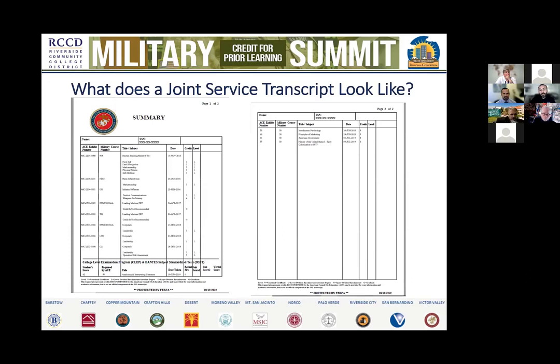If you look on the image on the right, it actually has classes that we would see at a community college, right? Whether it's psychology or intro to philosophy, all these classes. And then it'll have the credit that should be awarded based on what is on the joint service transcript. Most of the time we'll have students coming to us and saying, hey, I have a JST. In this particular case, he has four classes, and he wants credit for these classes.